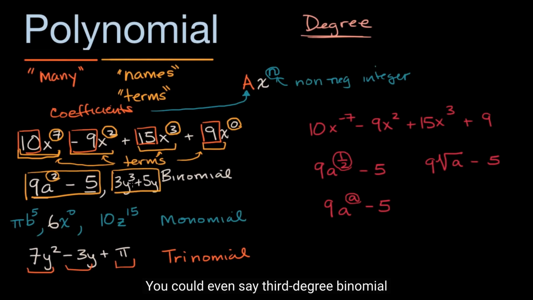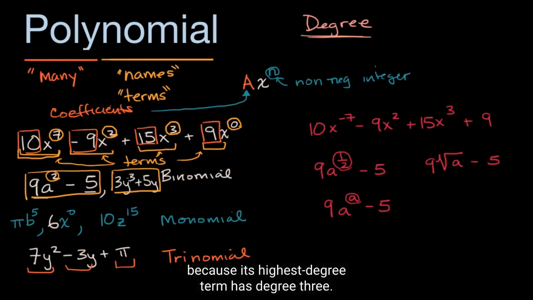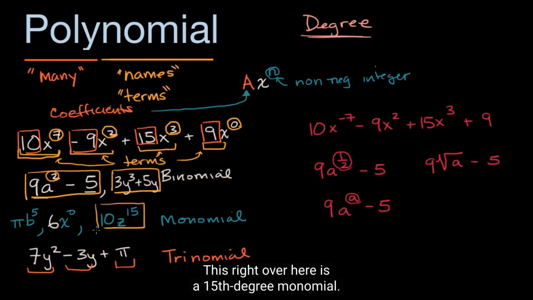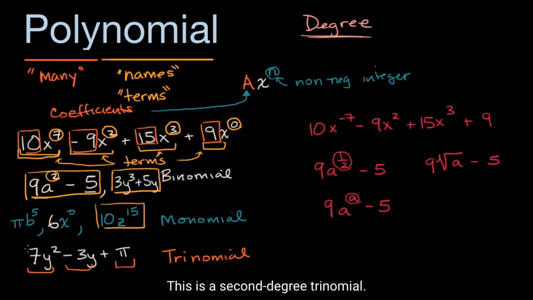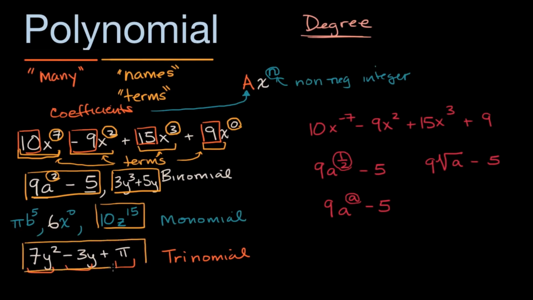You could even say 3rd degree binomial because its highest degree term has degree 3. If this said 5y to the 7th instead of 5y, well then it would be a 7th degree binomial. This right over here is a 15th degree monomial. This is a 2nd degree trinomial.